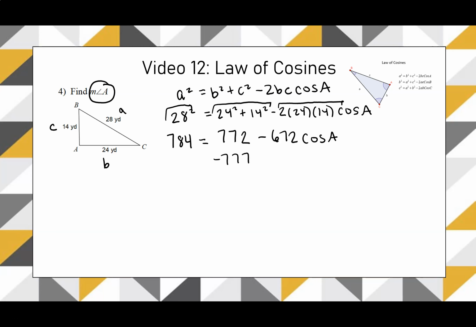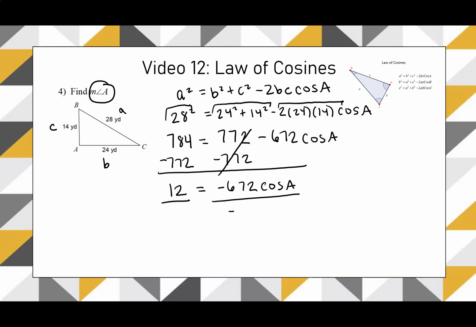Subtract 772 from both sides, obviously. Okay, and that's going to give me 12, which is equal to, that disappears, negative 672 cosine A. Divide by negative 672, and I get the cosine A. I'm just going to flip this. Cosine A, that cancels, so I just wrote cosine A. And then that's going to be equal to 12 over negative 672.